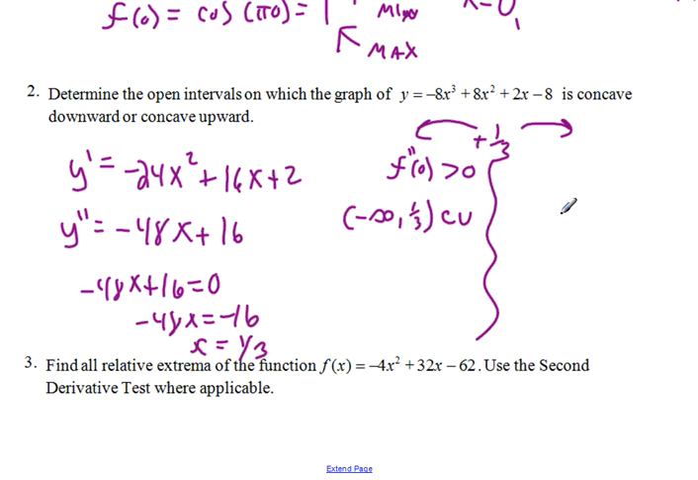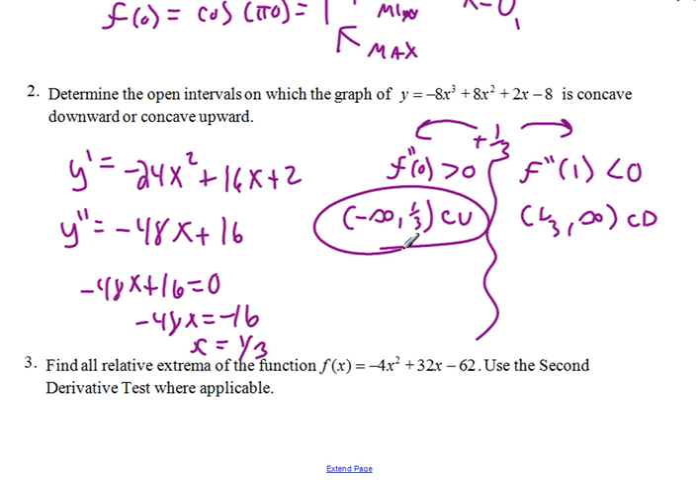Okay, and let's find out what happens over here, any number that's to the right of 1/3. I think I'm just going to pick 1. What sign is that? If I plug in 1 right here, negative 48 plus 16 gives us a negative value. By the second derivative test, if our second derivative is negative, then we have a concave down. So from 1/3 to infinity, I have a concave down. Okay, so those are our two answers, concave up and concave down.